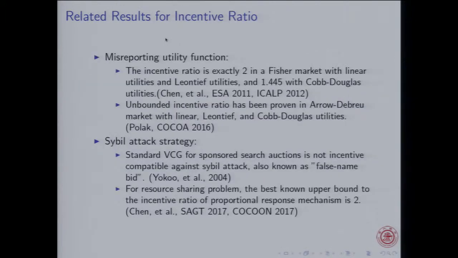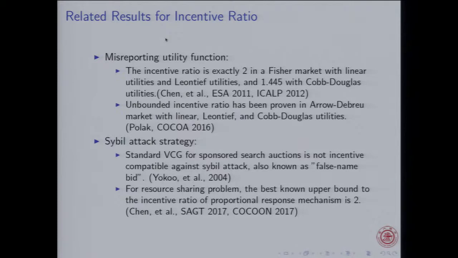Here are some related results for the incentive ratio. The incentive ratio was first introduced when considering misreporting utility functions in a Fisher market, and it's proved to be 2 for the linear and leontief utility, and 1.445 with the Cobb-Douglas utility. And the resource sharing problem is actually a subgroup of the Arrow-Debreu market, and the general Arrow-Debreu market with this misreporting utility function strategy has its incentive ratio unbounded.